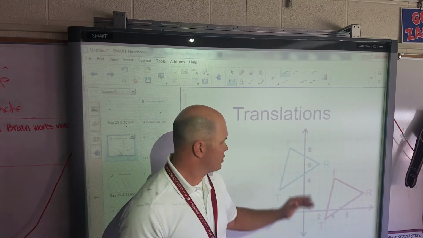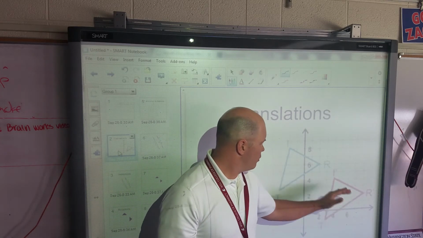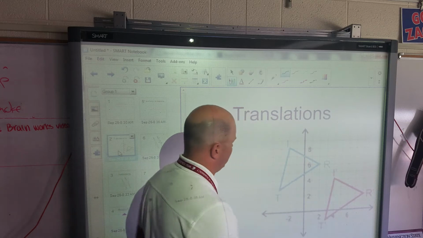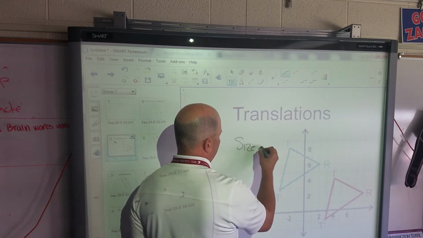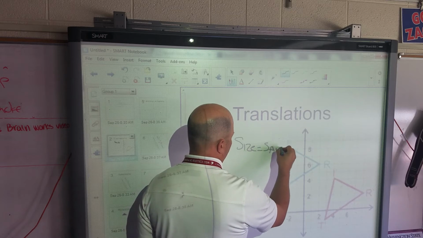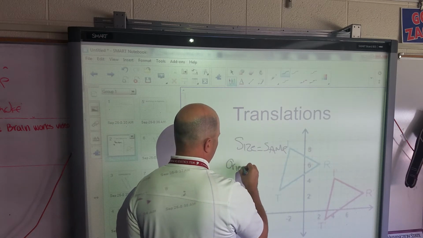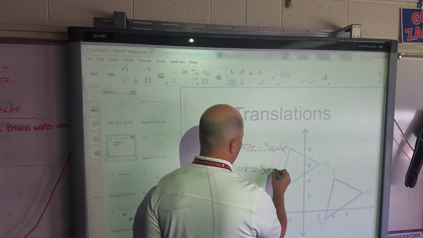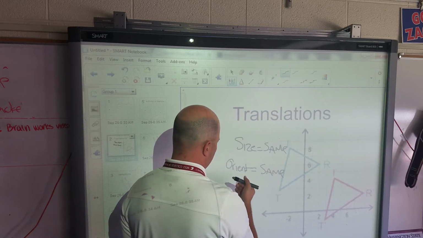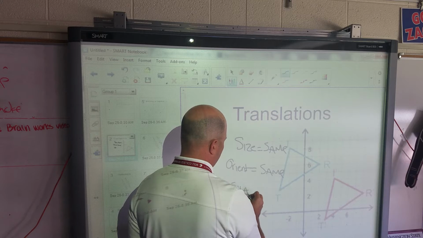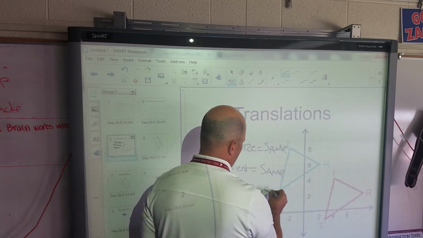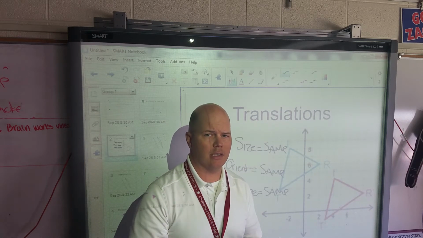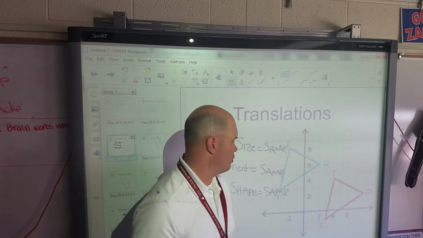Okay, so we started with translations. A translation was a shift on the coordinate grid from one set of figures to the other. We renamed the second set prime figures, if you remember right. When we had the translation, our size was the same. Our orientation, which is the direction that it's facing, was the same, as well as our shape, which was still a triangle. That was true with every single translation that we did. The size, the shape, and the orientation were going to stay the same regardless.